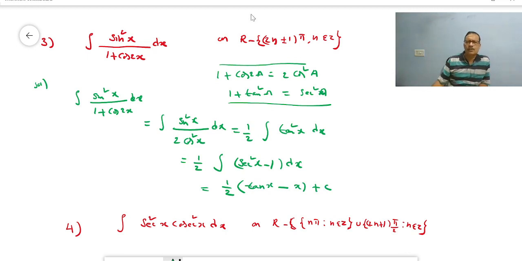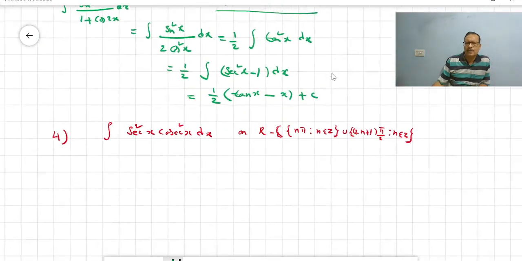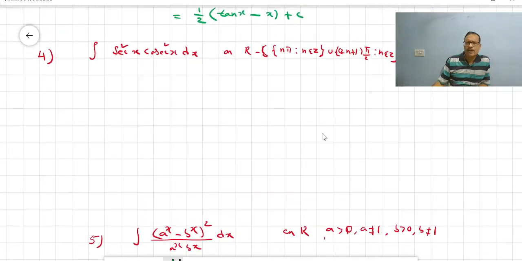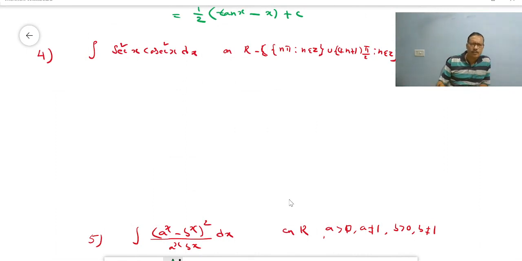So here the formula 1 + cos 2a is 2 cos² a, so 1 + cos 2x is 2 cos² x. Integral of 1 by 2 into sin² x by cos² x, that is tan² x. 1 by 2 into tan² x is secant² x − 1 dx. Integral of secant² x is tan x, minus integral of 1 dx is x.